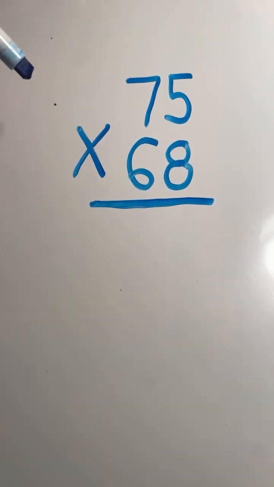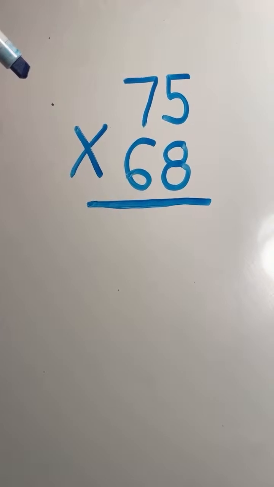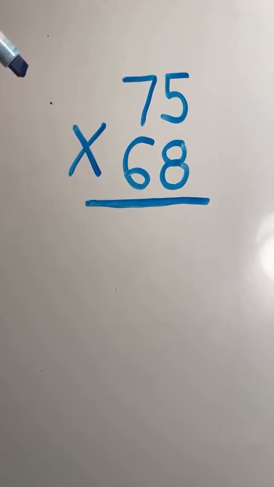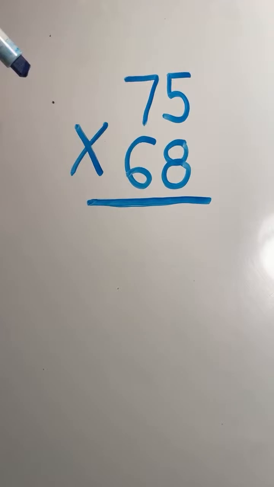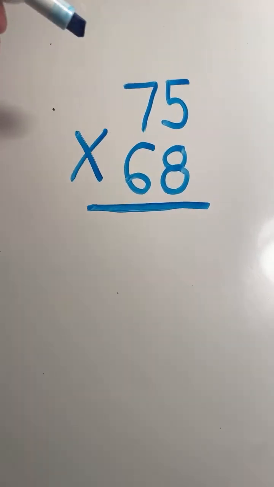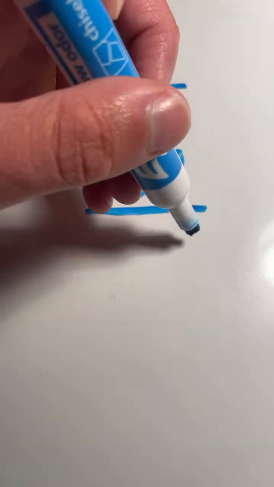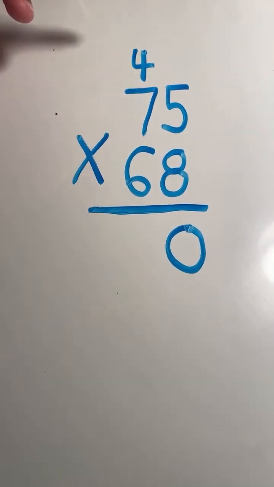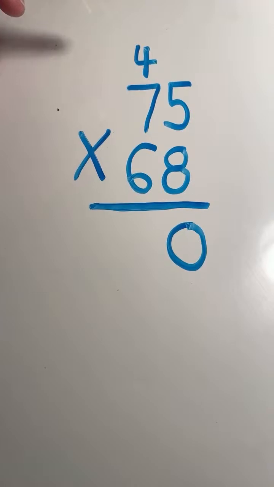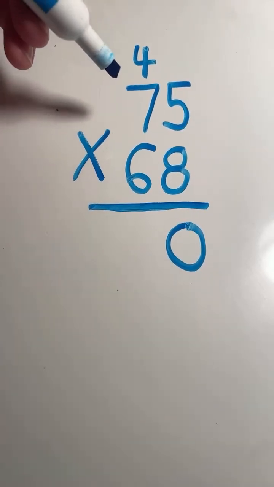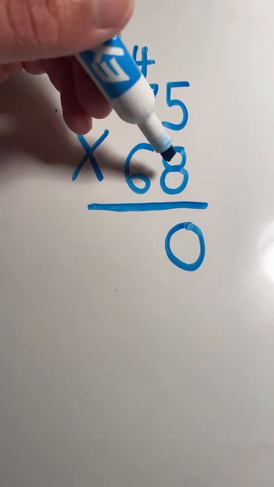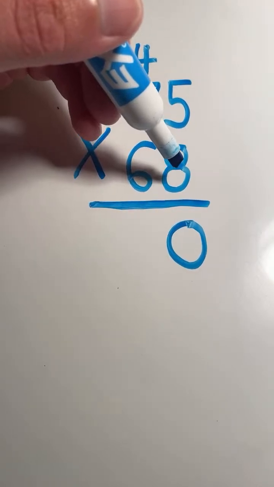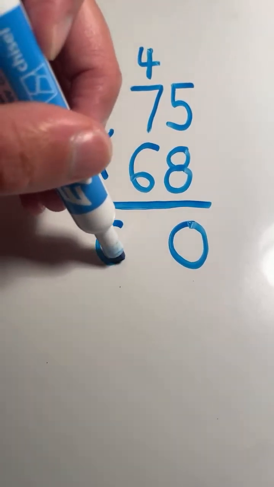All right, 75 times 68. So we start out in the ones place. 5 times 8 equals 40. 0. Carry the 4. 7 times 8 equals 56. 56 plus 4 equals 60.